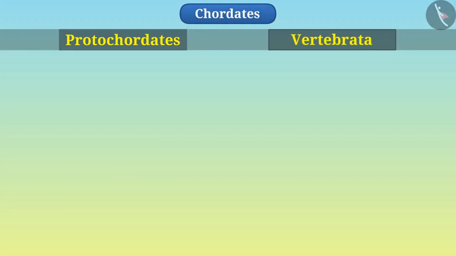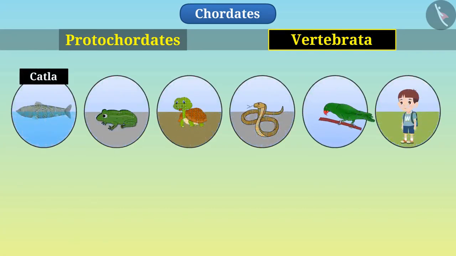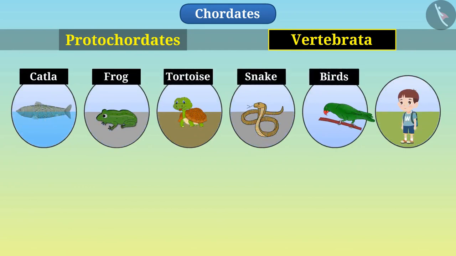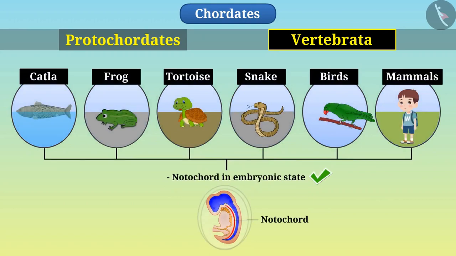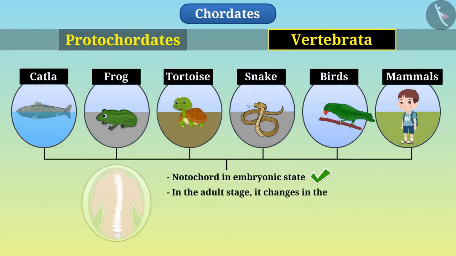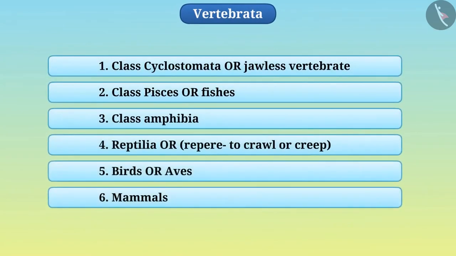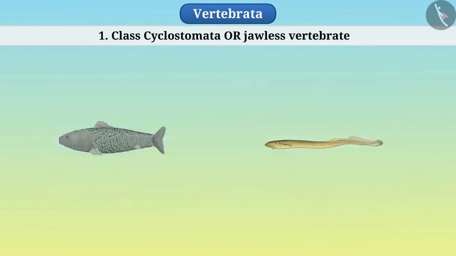Now, let's talk about vertebrata. These include various animals like cattle, frog, tortoise, snake, various birds, and mammals. In the embryonic stage of vertebrate group animals, notochord is found. In the adult stage, it changes into the cartilaginous or bony vertebral column. We can divide vertebrates into 6 classes.